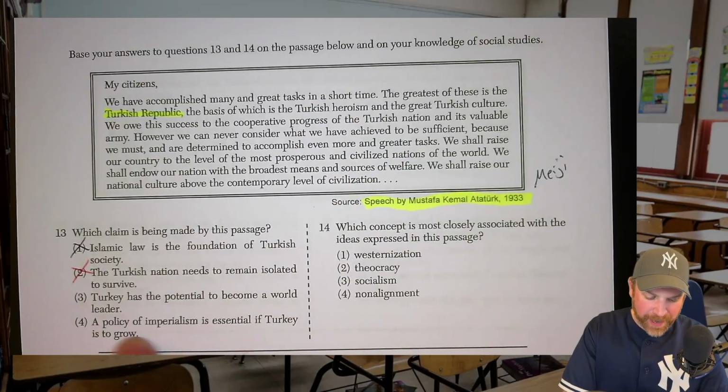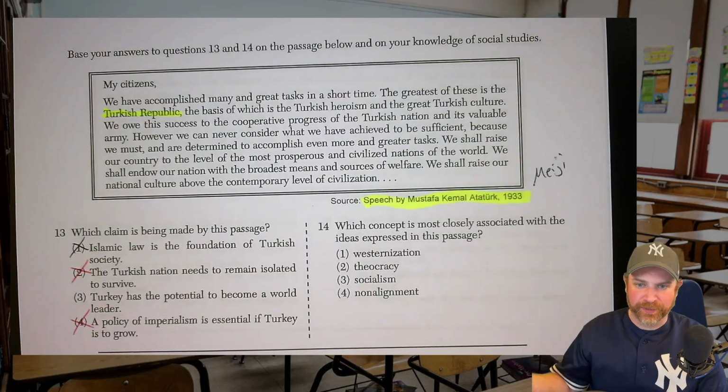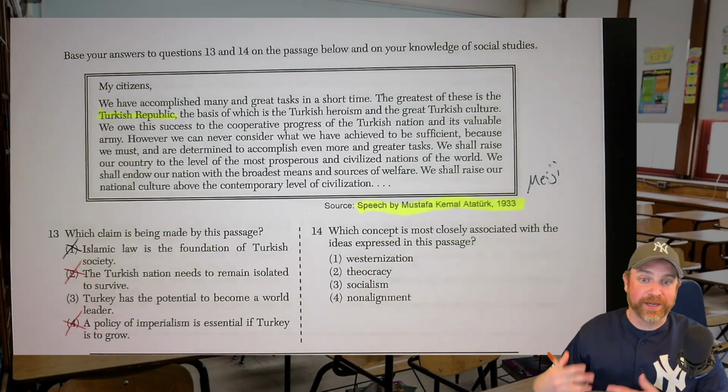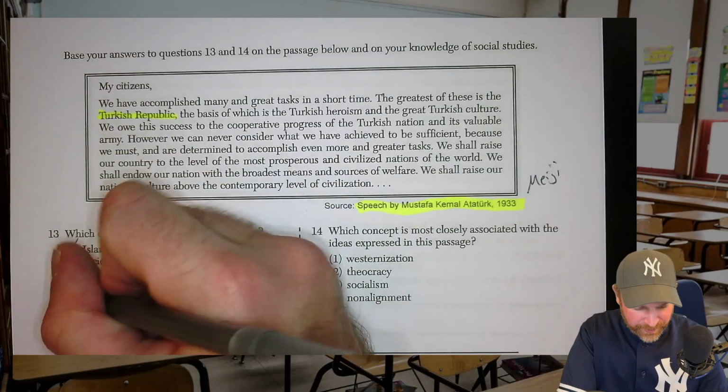Choice 4, a policy of imperialism is essential if Turkey is to grow. It's not mentioned in the source. He doesn't say we have to go conquer other places to get stronger. He just says we're going to have to get stronger and more modern. But Turkey has the potential to become a world leader is absolutely our answer here, right?